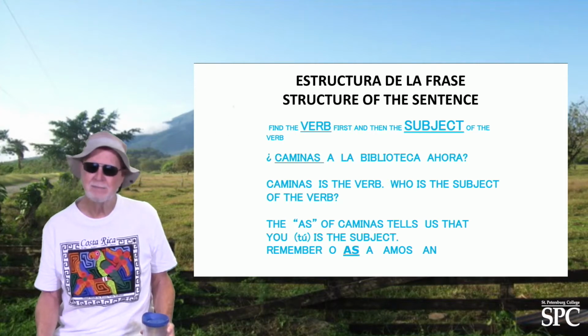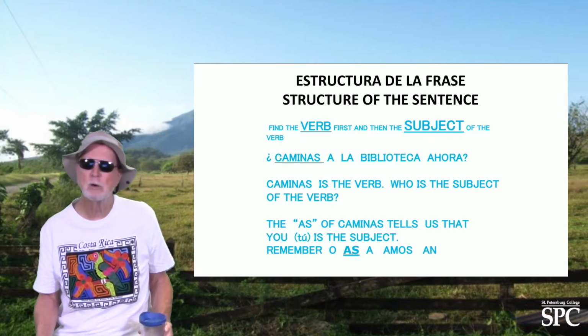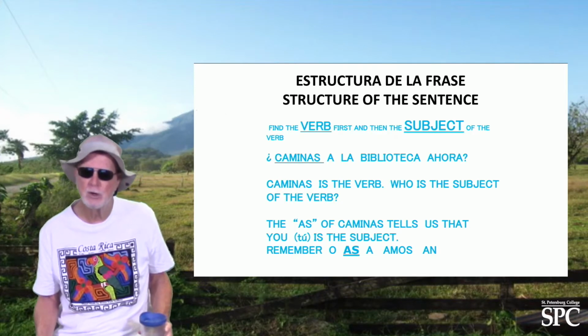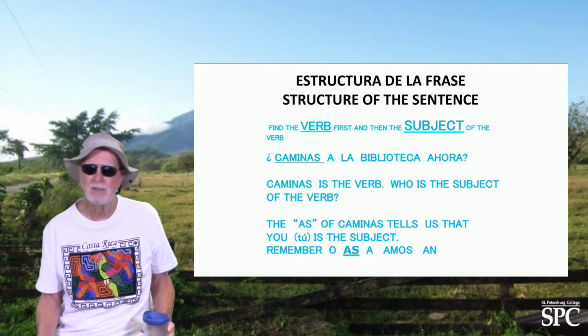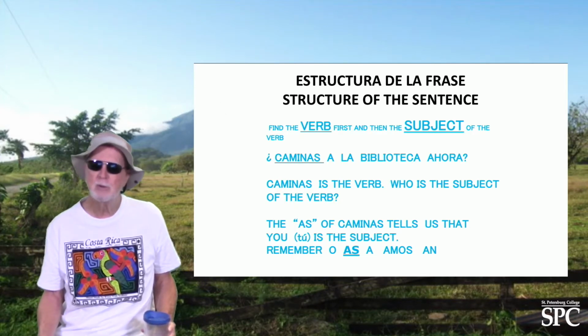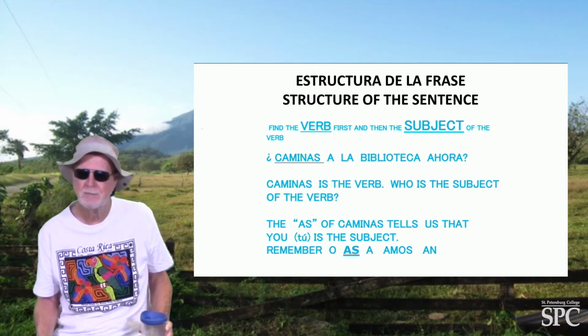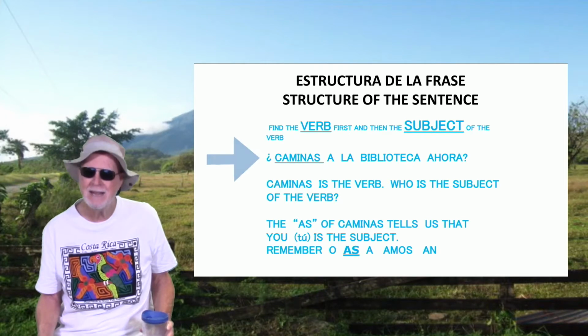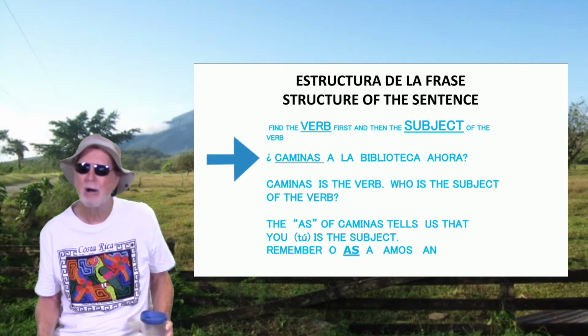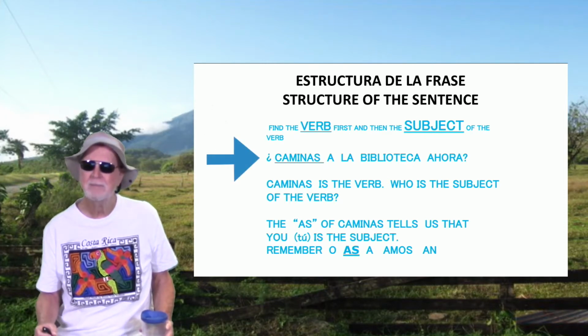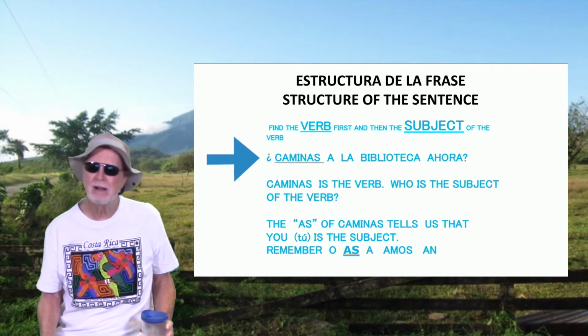In a sentence, the main thing you want to do is focus on the verb. Find the verb and then the subject of the verb. Don't worry about the rest of the words in the sentence. The first thing you want to do is find the verb. When you look at caminas a la biblioteca ahora, forget about a la biblioteca ahora for the moment.